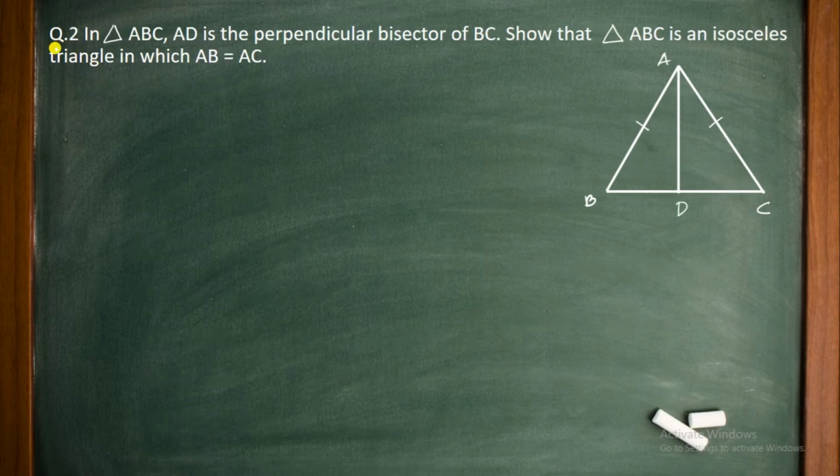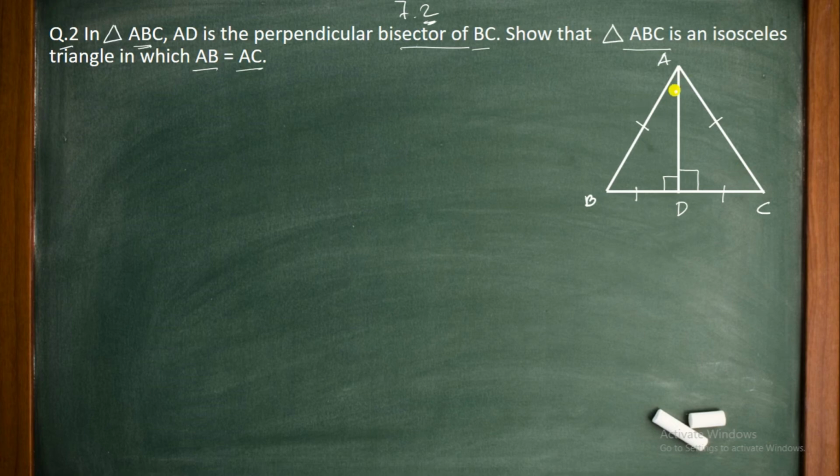Now question number 2 of 7.2. Here the question is, in triangle ABC, AD is the perpendicular bisector of BC. That is, this angle and this angle become 90 degrees. And this side and this part will be equal because AD bisects BC. We have to show that ABC is an isosceles triangle where AB and AC are equal. We just have to show this side and this side equal.